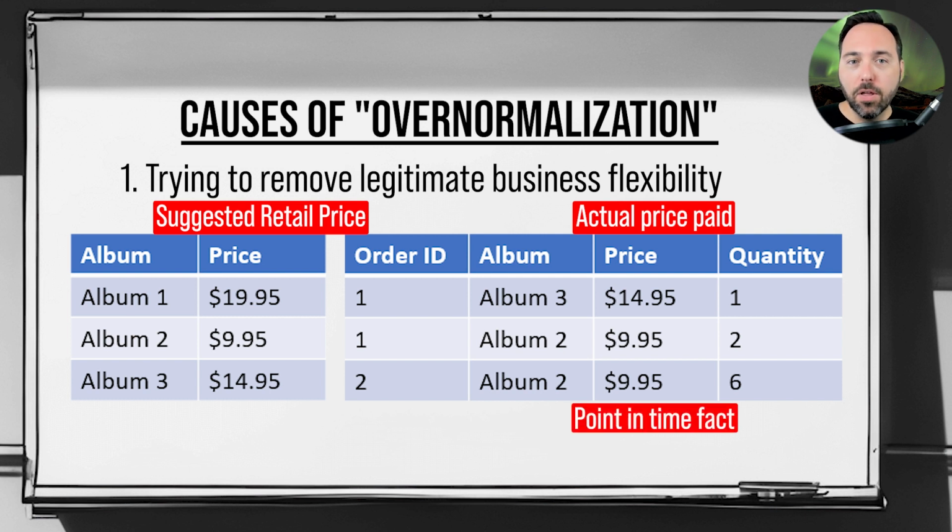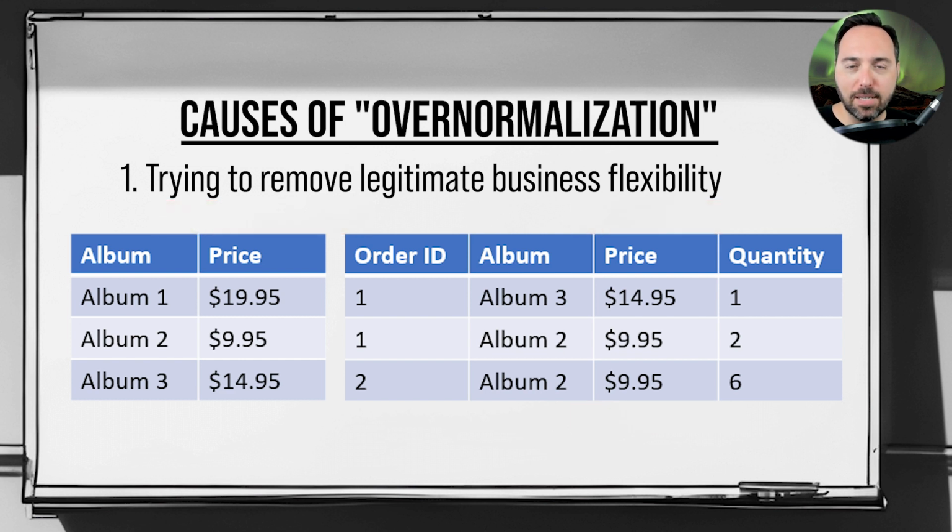Also, the price on the order line is a point-in-time fact. It is the amount that we actually charged on that order. So, regardless of what price changes happen in the future, that's what we actually charged the person. So, even though the name of the attribute is the same, it doesn't mean the purpose is the same. Removing it also removes legitimate business flexibility. So, that's not overnormalization. That's just poor understanding of the business.